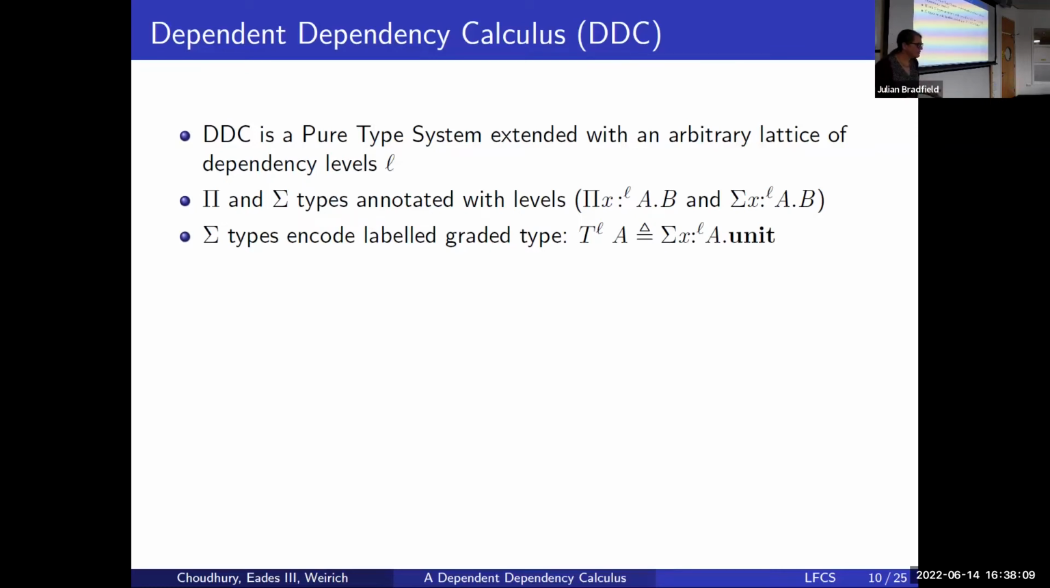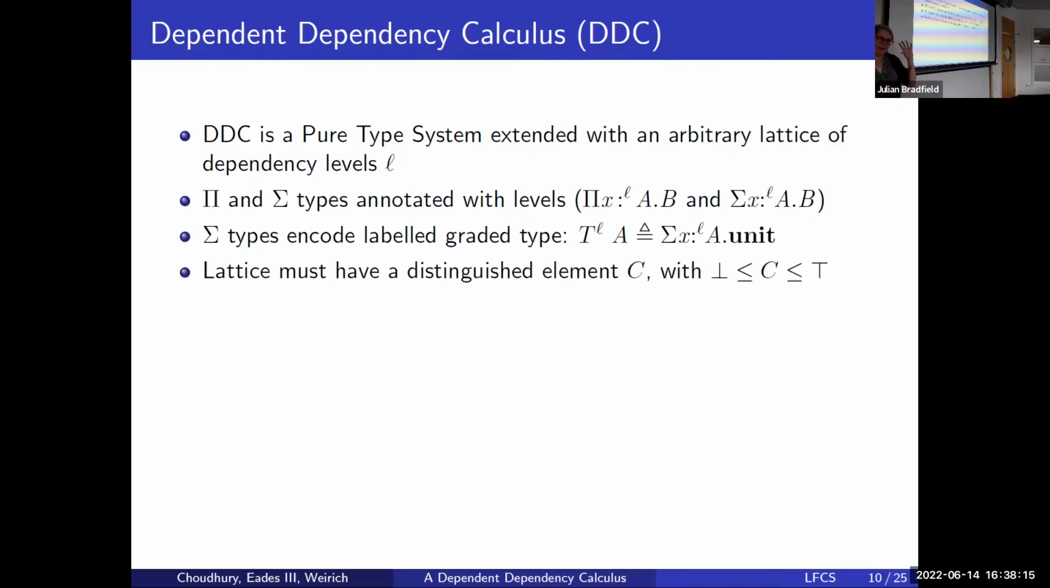Okay, so I don't have the graded modal type. I'm going to define it using sigmas. Now, I said I'm going to have an arbitrary lattice, but it's not quite arbitrary. There has to be some level in this lattice that is distinguished, that is called C. And this is going to be our compile time relevant or comparable level. C is some element in the lattice that you pick out.